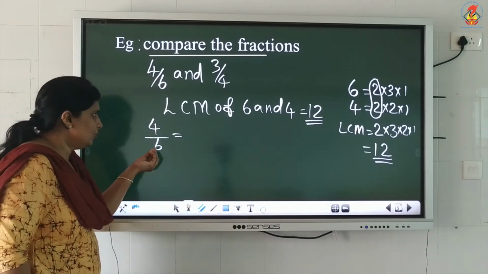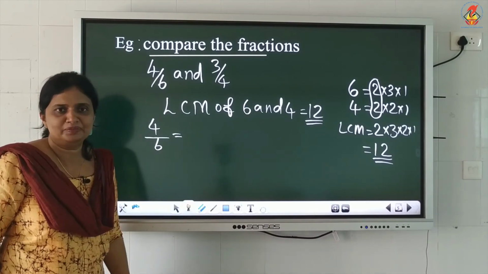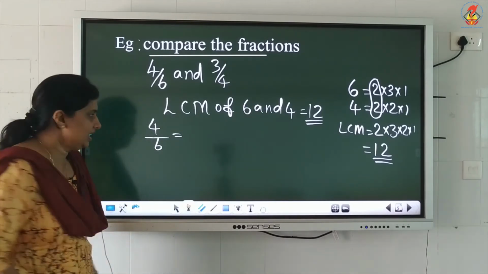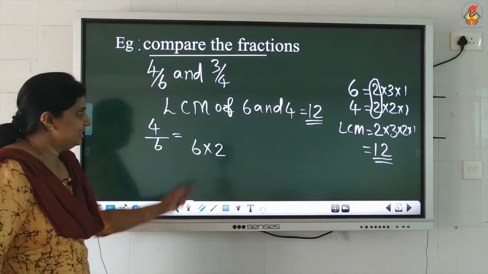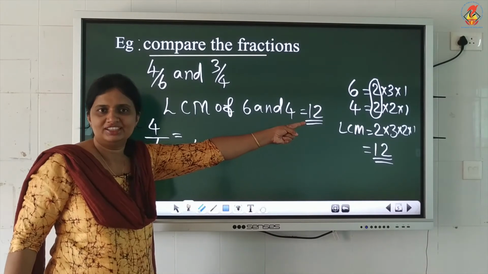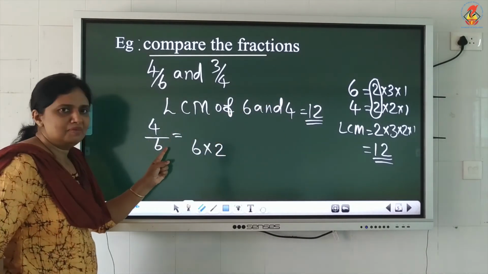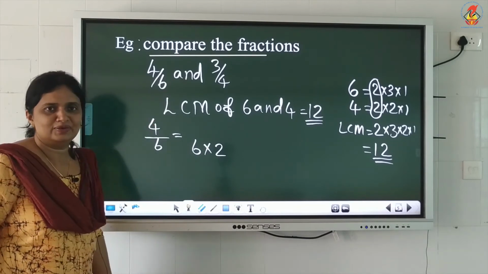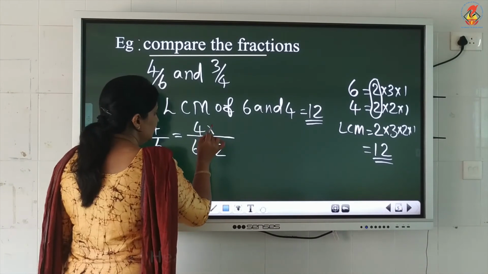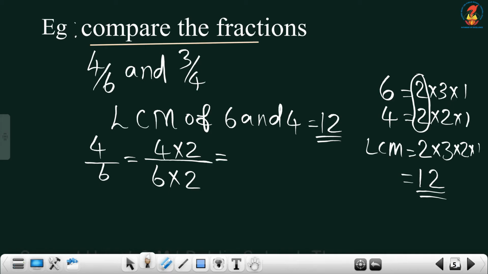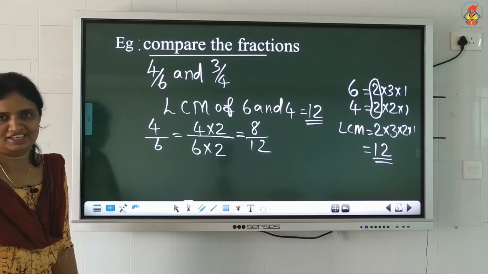6 into which number equals the LCM? 2. Okay. I need to multiply 6 into 2 to get the LCM. The same number I need to multiply where also? Numerator also. 4 into 2. Answer is what? 4 2s are 8 and 6 2s are 12. It is not difficult. You need to give your full concentration, then you will understand.